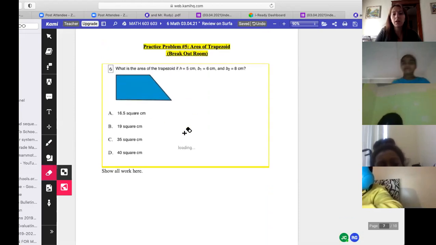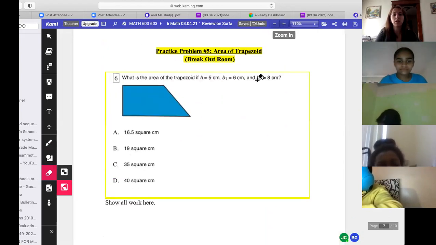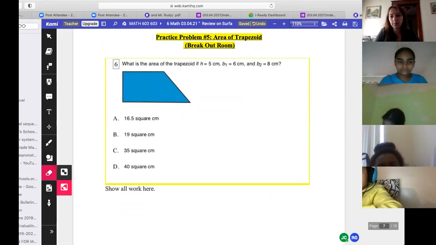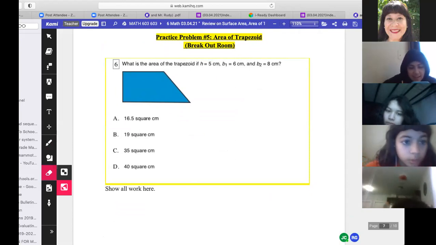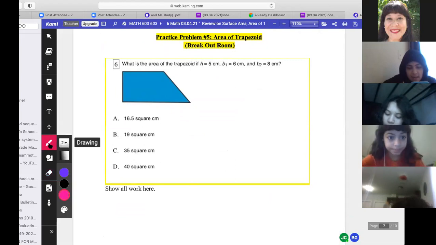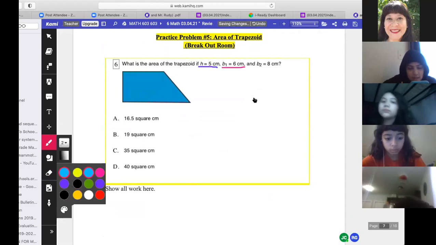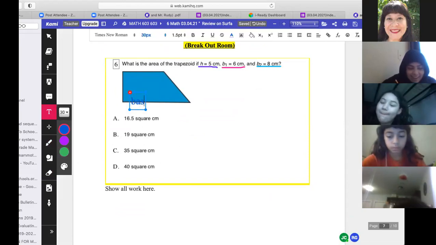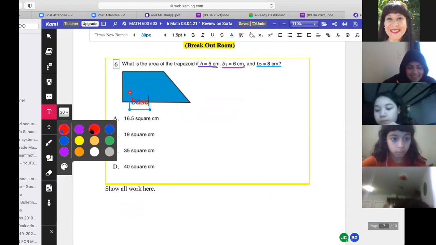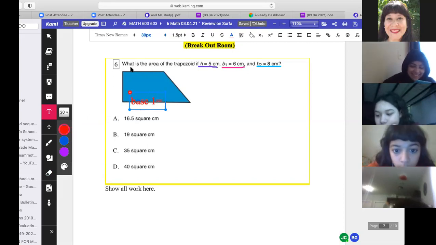All right, this one is up for grabs. This one is area of trapezoid. Who would like to tackle this problem? It was Emma and Kevin. Okay, so maybe Kevin, you read it, and Emma, you solve it. What is the area of the trapezoid if H equals 5 centimeters, b sub 1 equals 6 centimeters, and b sub 2 equals 8 centimeters?